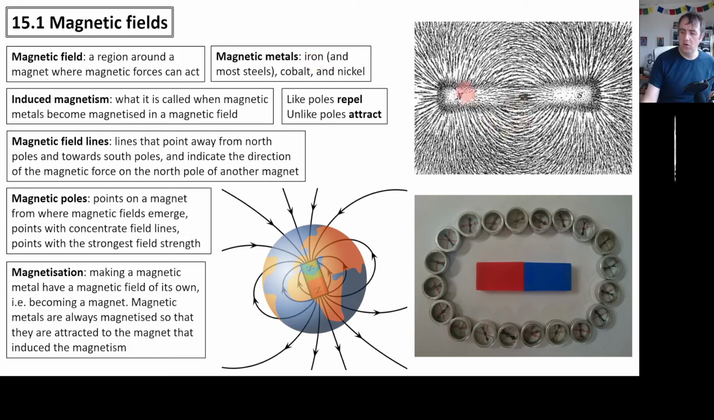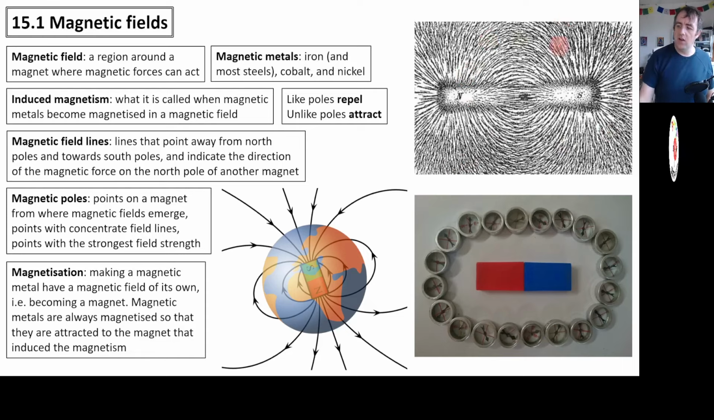South poles attract north poles. North poles attract south poles. Like poles repel, unlike poles attract. And so what the iron filings will do is line up, where the south pole of one iron filing will attract it to the north pole of the nearby iron filing. And the opposite side of that is the south pole of that iron filing, which will connect to the north pole of the next iron filing, and so on.